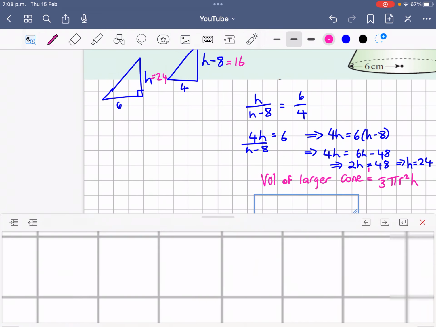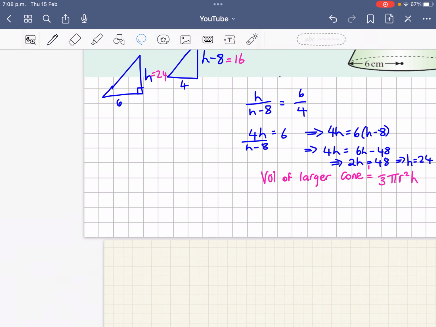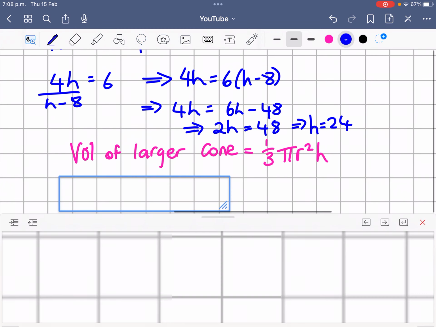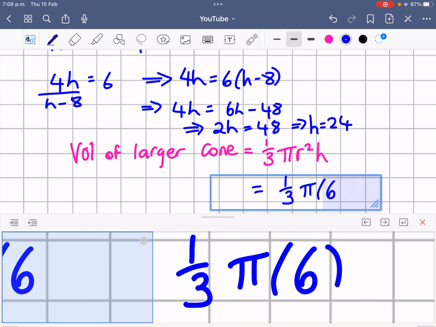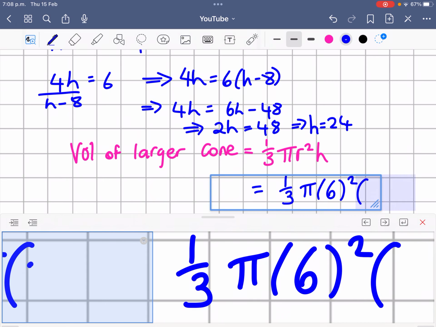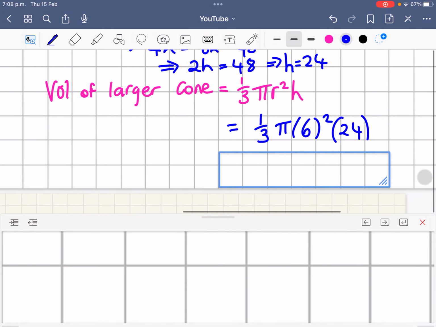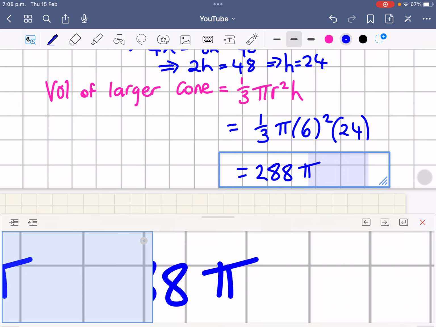So if we use that now to get the volume of the larger cone, the radius of the larger cone is 6. So we get 1/3 pi 6 squared by 24. And we can put that into the calculator and you get 288 pi. And the unit is centimetres cubed.